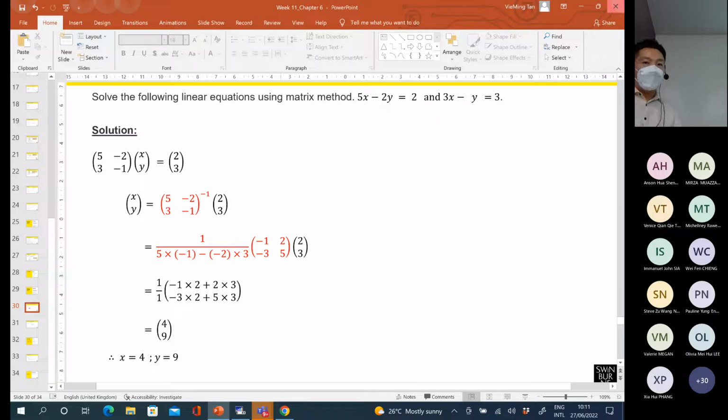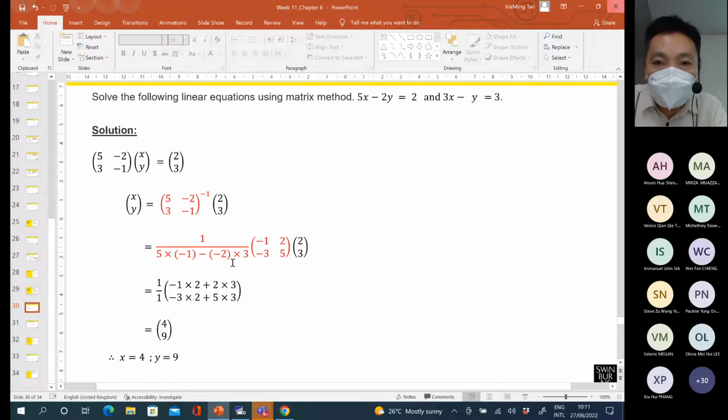All right, then next, there are two methods. Either you can multiply these two matrices before multiplying with this scalar. If we simplify this part, I get 5 multiplied by -1 is equal to -5, minus -2 multiplied by 3, which is minus -6, so +6. So it's -5 plus 6, I'll get +1.